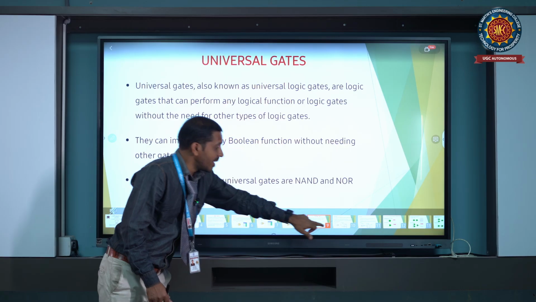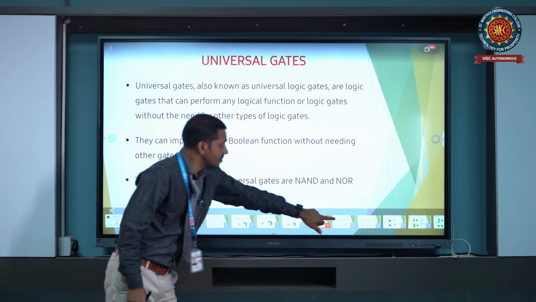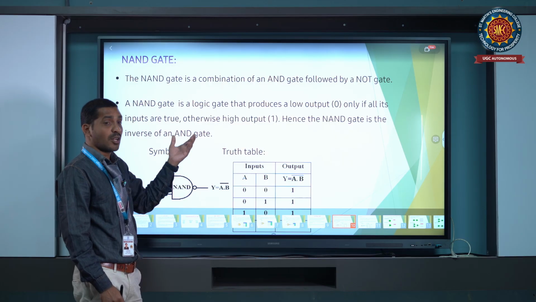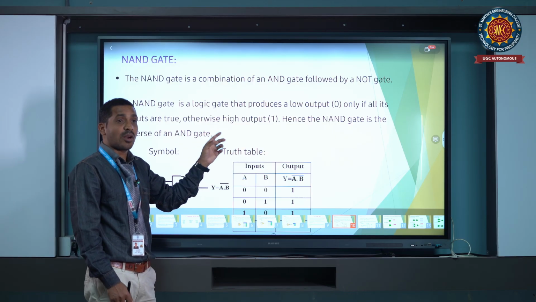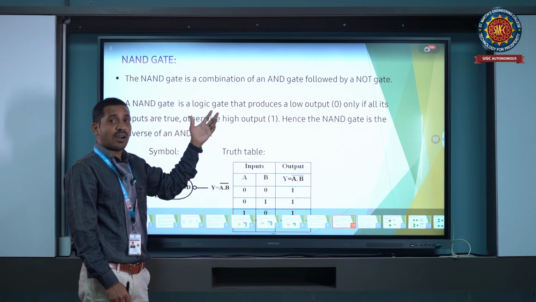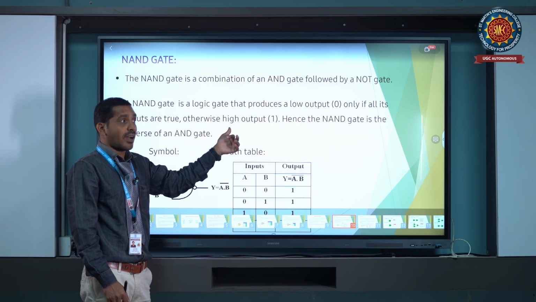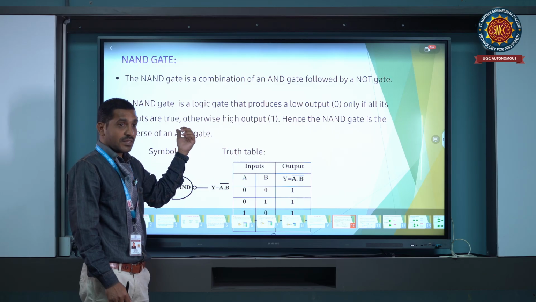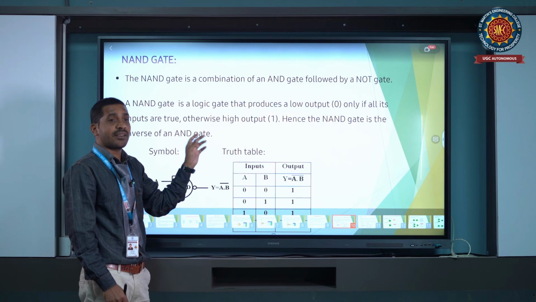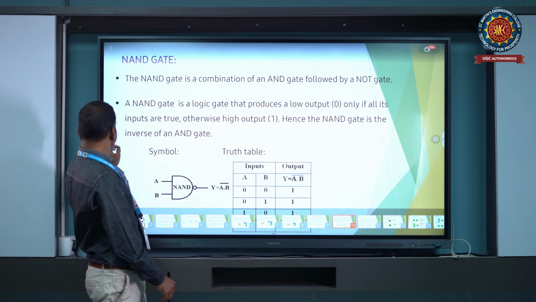Coming to the NAND gate. The NAND gate is a combination of the AND gate followed by a NOT gate. It takes two inputs and produces a single output, and it is the complement of the AND gate.